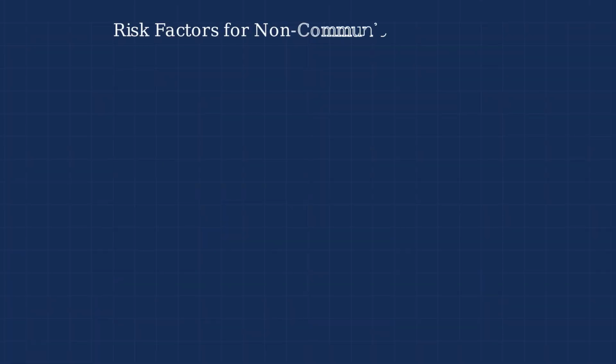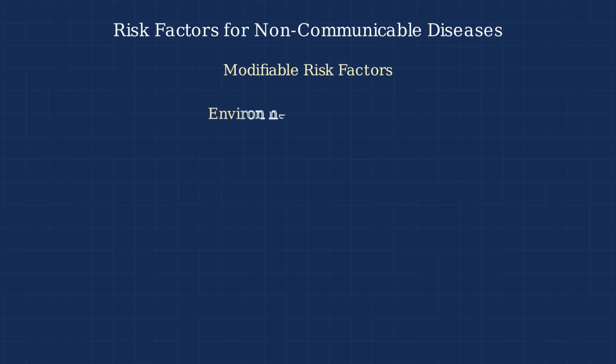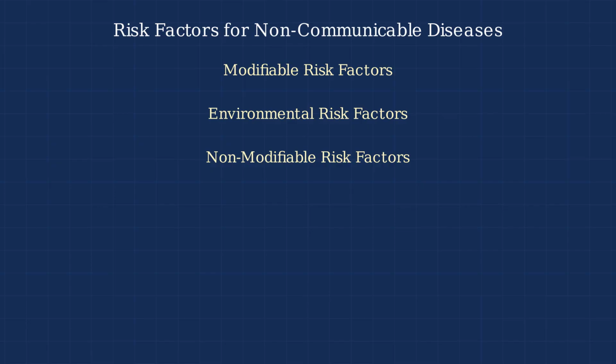Risk factors for non-communicable diseases can be divided into 3 main categories: modifiable risk factors that we can change through behavior, environmental risk factors from our surroundings, and non-modifiable risk factors like age and genetics.